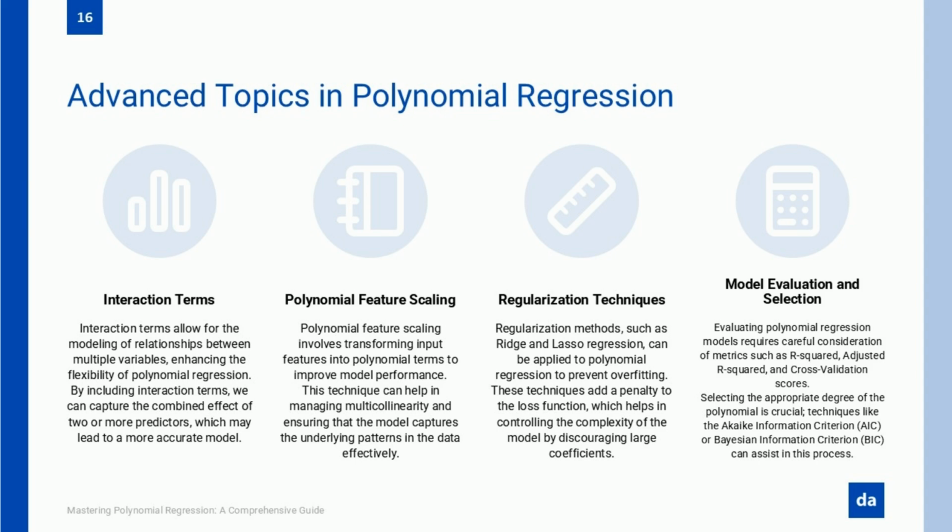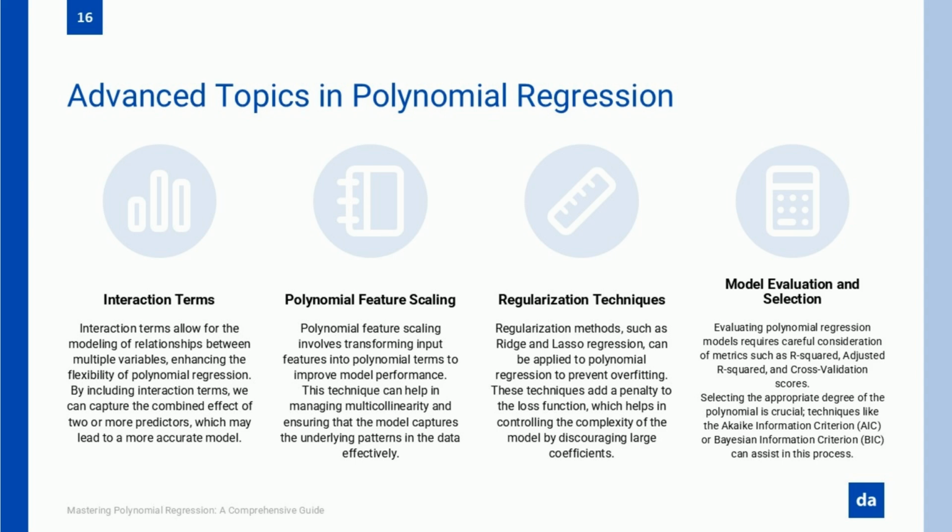Polynomial regression models require a sufficient number of data points to generalize well. If the data set is too small, a high-degree polynomial model might fit the few available points too closely, leading to misleading results. Increasing the data set size can help improve the model's stability and reduce the risk of overfitting.